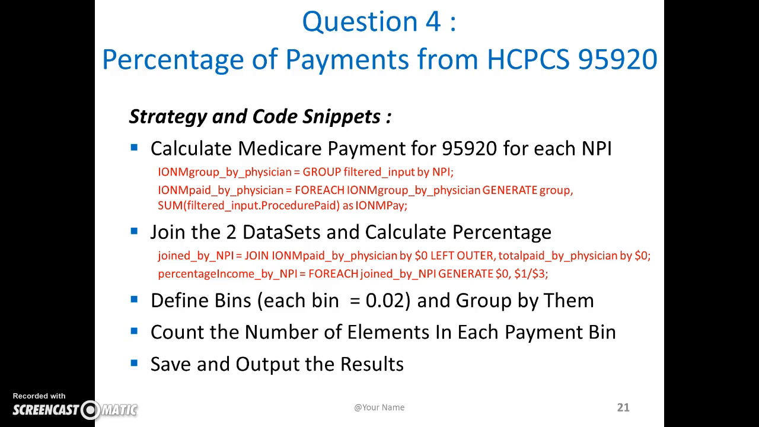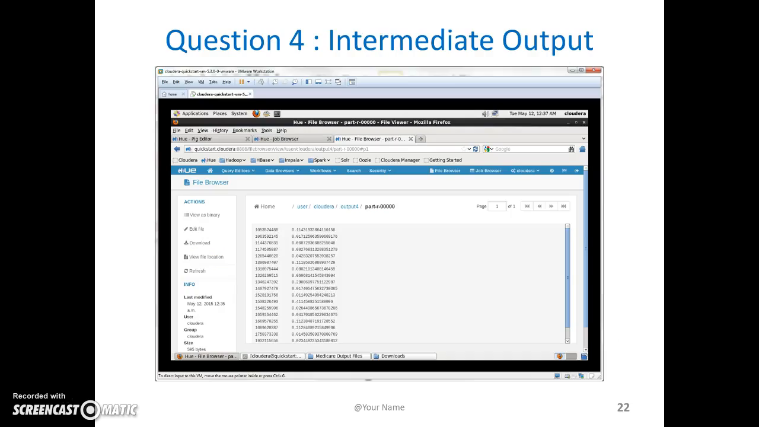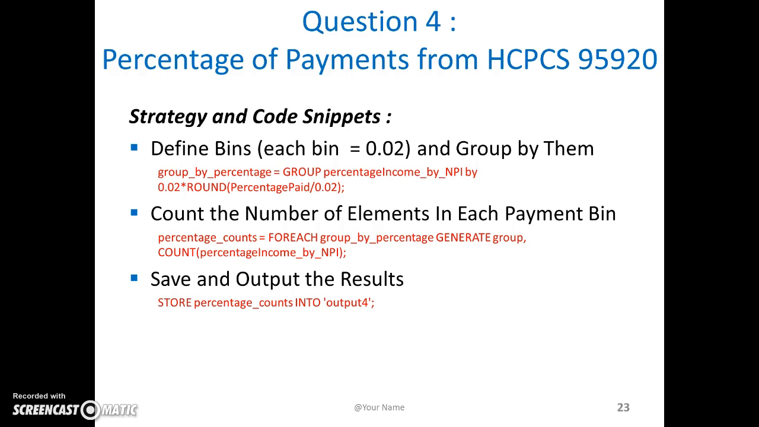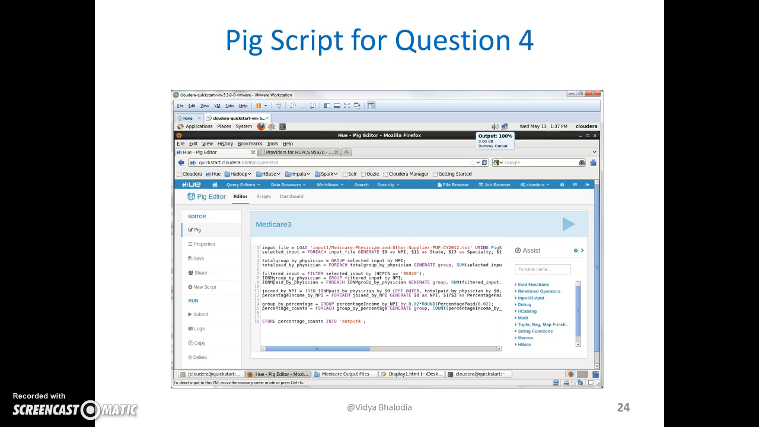Once we have that value, we're going to define the bins and group by them. Before I do that, I'm going to show you the output. On the left, we have each provider's NPI number and the percentage of their money that comes from the IONM code. Then we define the bins. Each bin is going to be 2%. We group, count the number of elements in each bin, create a standard histogram, and save and output the results.